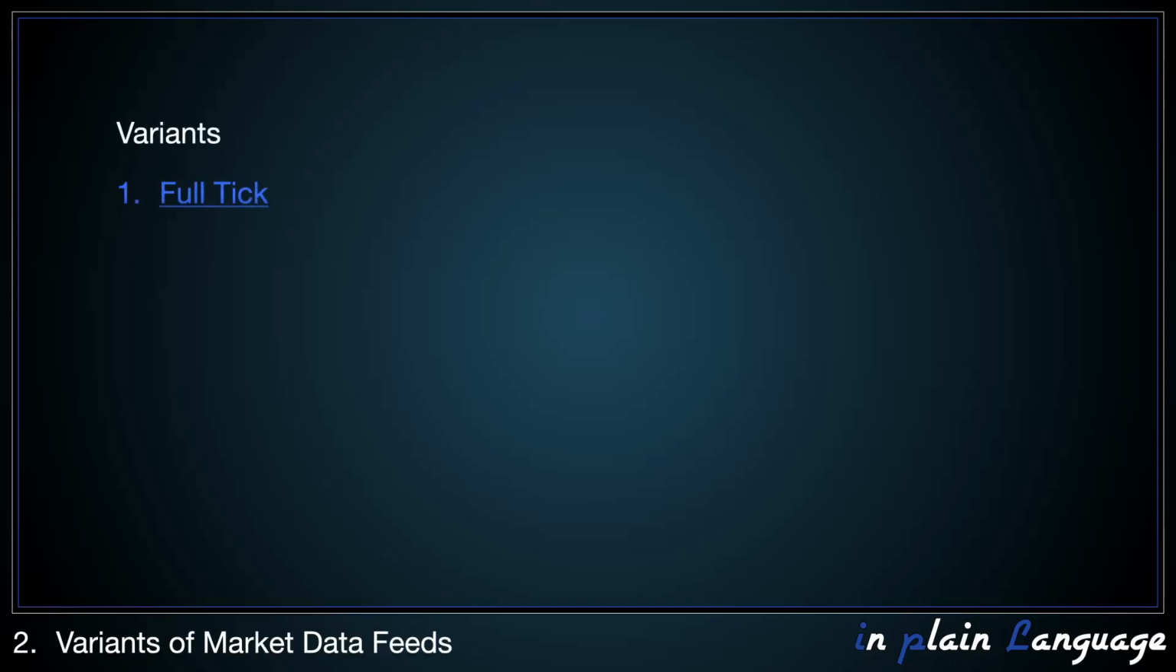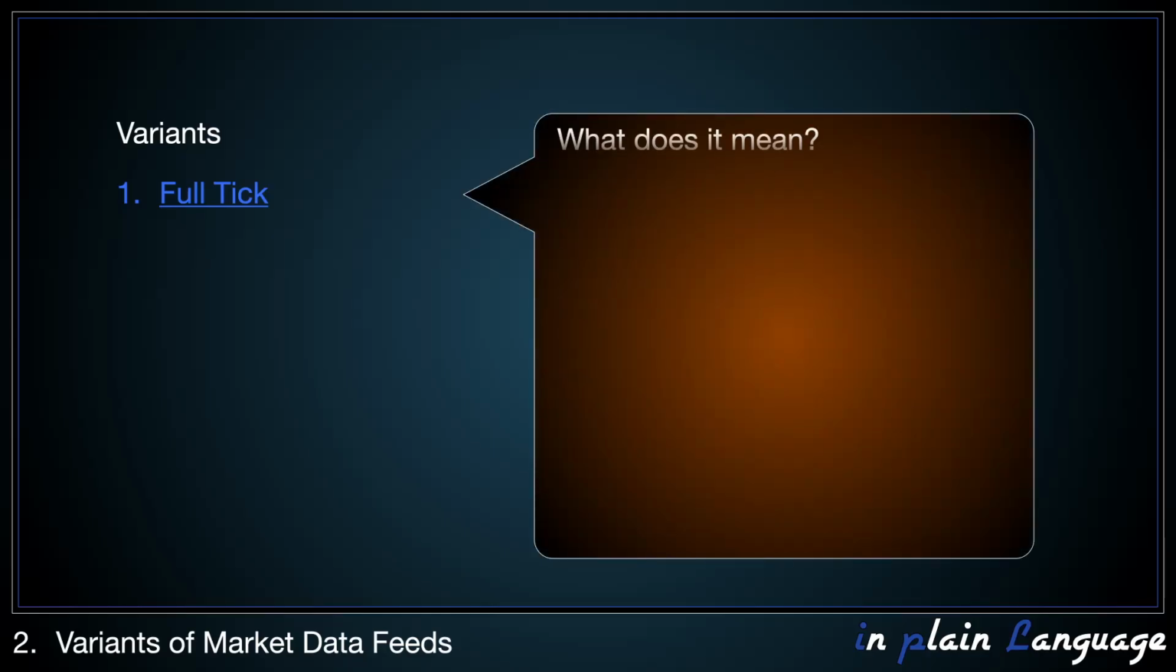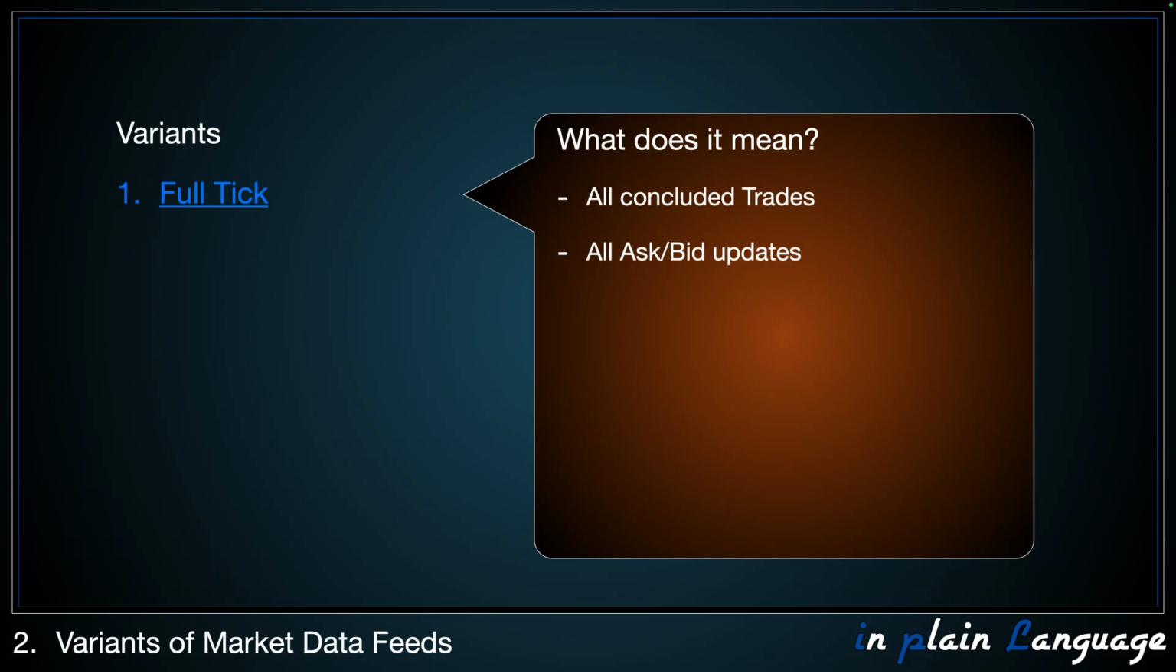First we have full tick feeds. This variant provides you with all concluded trades and also gives you every single quote update. These are your bids and asks. To get most value from this variant, you'd want to be using machine-driven processing. The human eye can only distinguish 3 updates per second, so there would be no real benefit using a full tick feed for desktop work. You'd unnecessarily tax your network and computers.